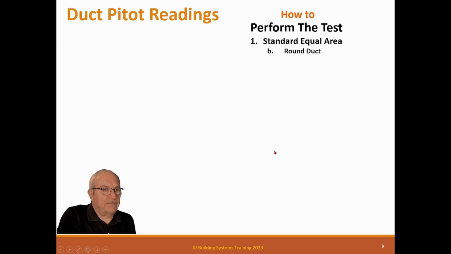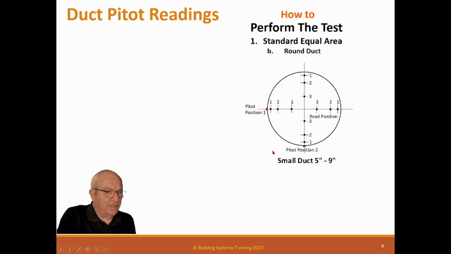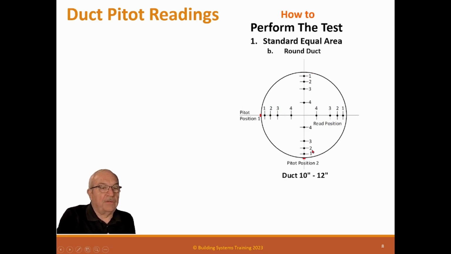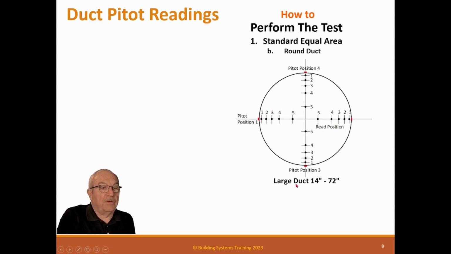And this is standard areas for round duct. If a duct is 5 to 9 inches, it will need 6 readings in both areas. So you're going to have 1, 2, 3, 4, 5, 6, six in the horizontal and 6 in the vertical. Now if you have a bigger duct, 10 to 12 inches, you're going to read 8 readings in both dimensions. Anywhere in between that, you're going to do 8 readings. If you have a bigger duct, 14 to 72 inch, you're going to do 10 readings in each position.